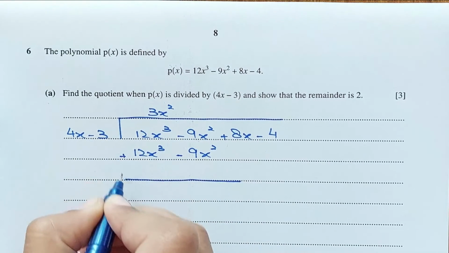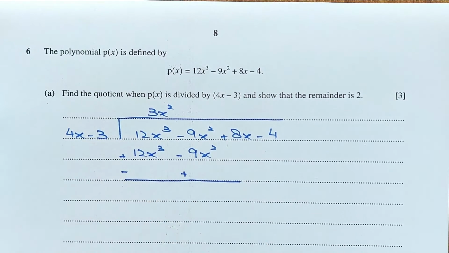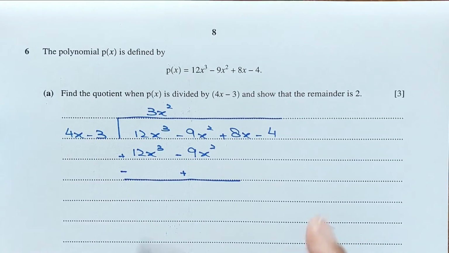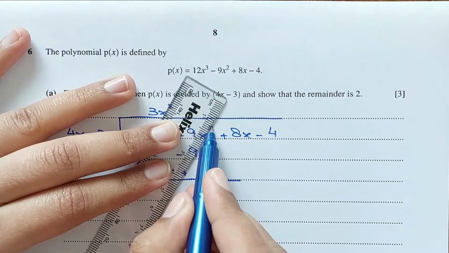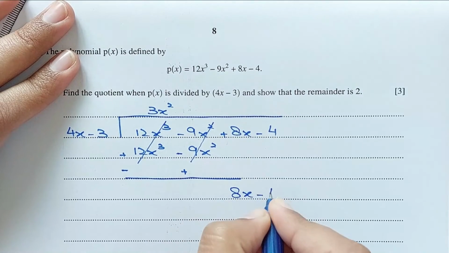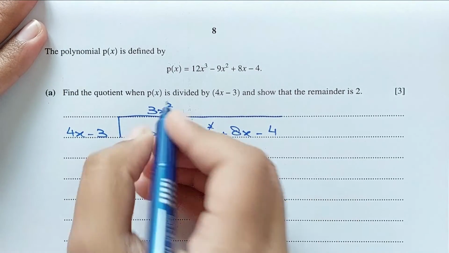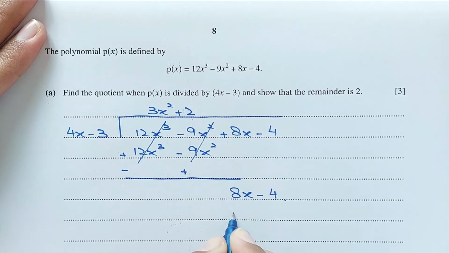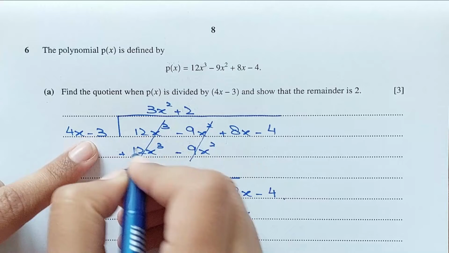Let me subtract this. By changing the signs, this cancels and this cancels, with a positive and negative. Let me take 8x minus 4 down. 4x times 2 is 8x and minus 6.